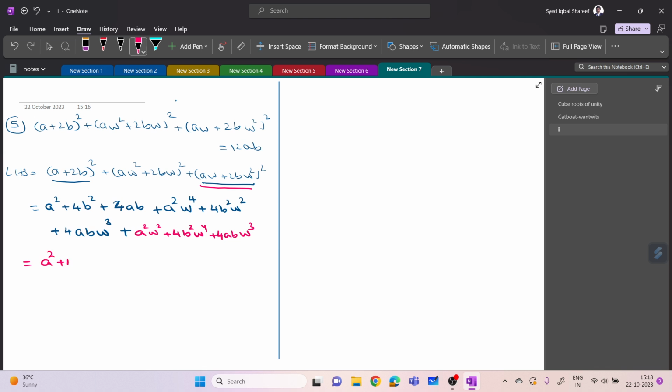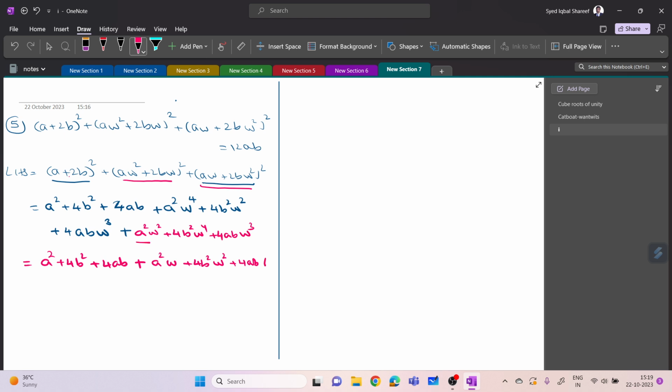So a square, 4b square, 4ab, this expansion. Now this expansion. So a omega to the power of 4 is omega cube into omega. So omega. A square omega plus 4b square. This is omega square. As it is, we will keep plus 4ab omega cube. Omega cube is 1. Up to here I am here.